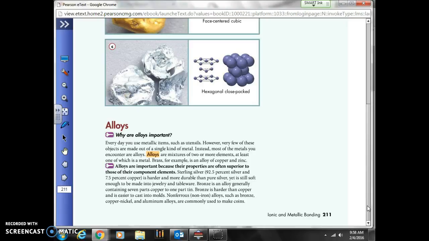Is that like if you go to a ring store? If you go to what? Like a ring store, jewelry. Alloys are used in jewelry, yes.